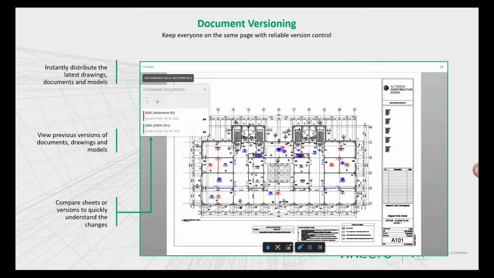Autodesk Docs comes with unlimited document storage, and it retains the full version of all these documents, drawings, and models. We can also compare sheets or versions to quickly understand those changes between versions. We'll jump into the system and we'll have a look at how that looks.